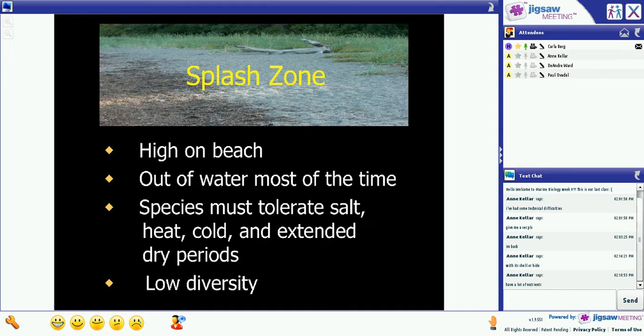The splash zone is high on the beach. It is out of the water most of the time. The species that live here must tolerate salt, heat, cold, and extended dry periods. There's low diversity. Does anyone know what low diversity means? If an ecosystem has low diversity, that means that there are very few different types of animals that live in that area.